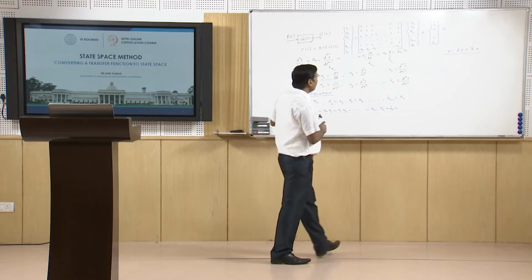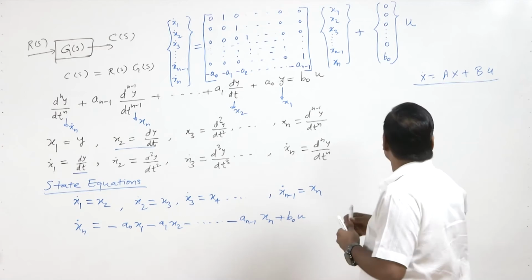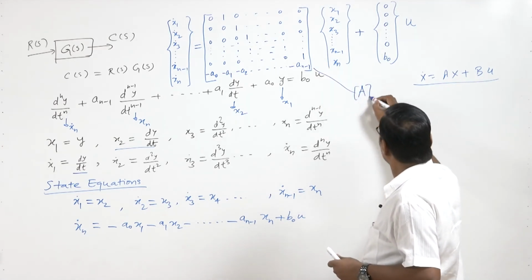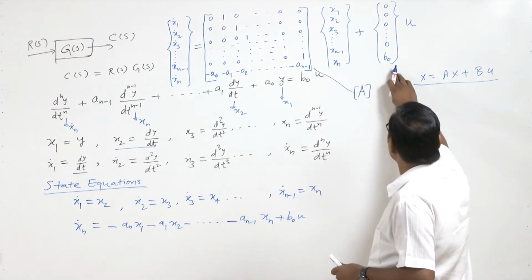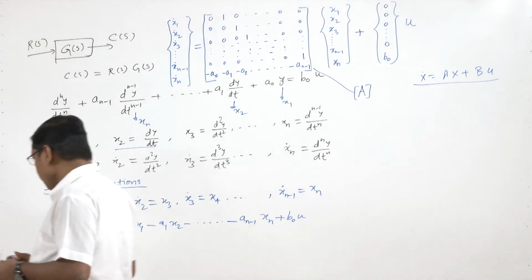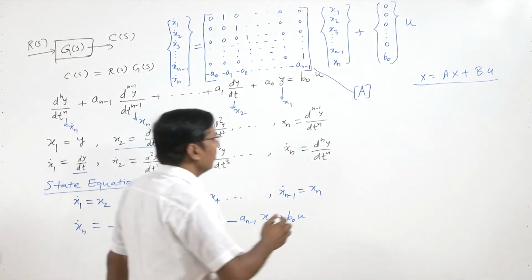So what we see is that this matrix, we can say this is A, these are the vectors, and this is B. So we have written this state equation. So this is its state equation.